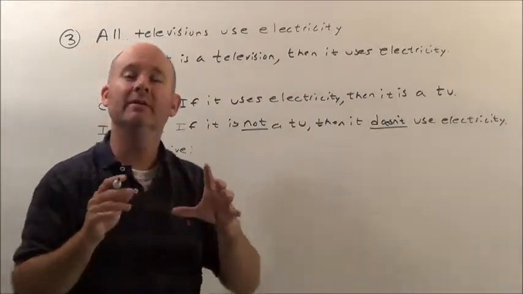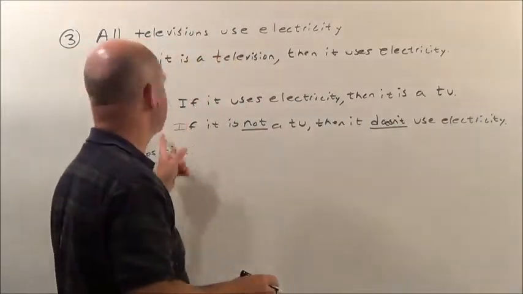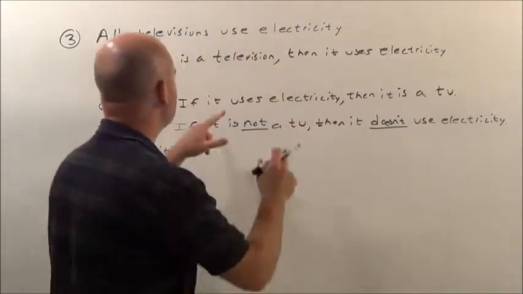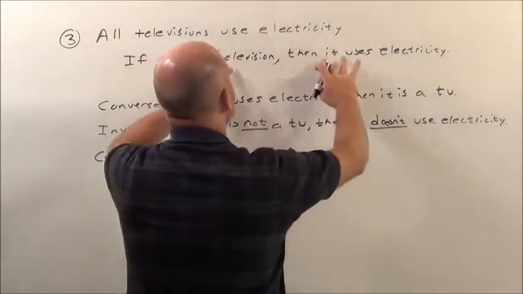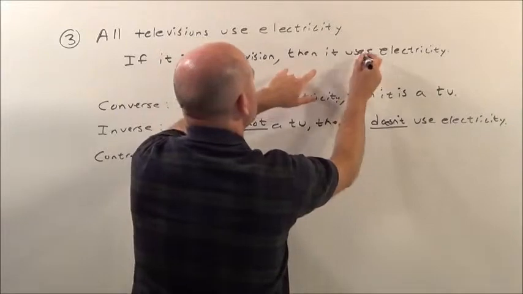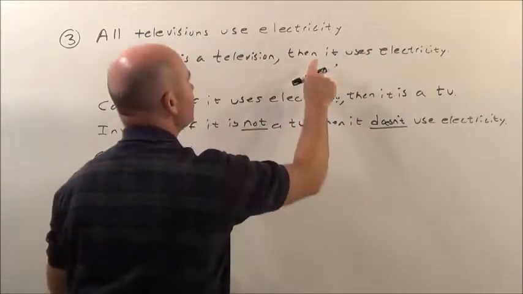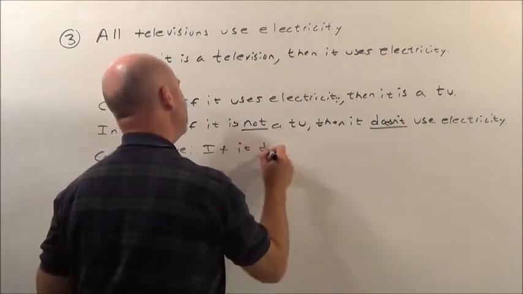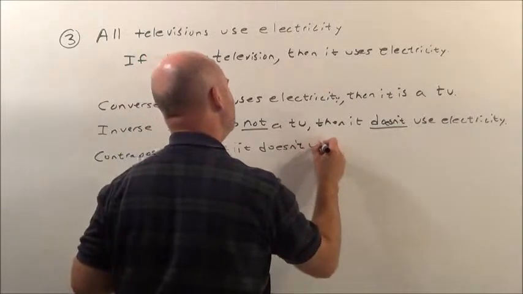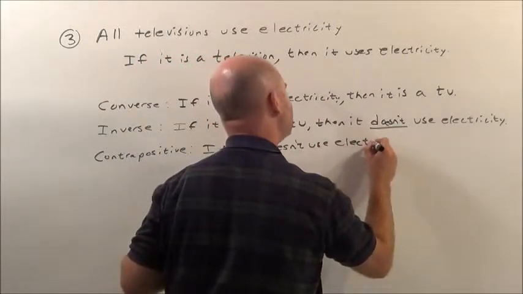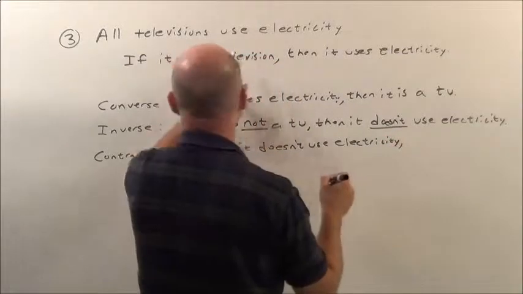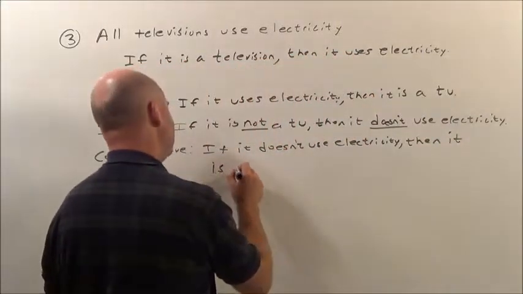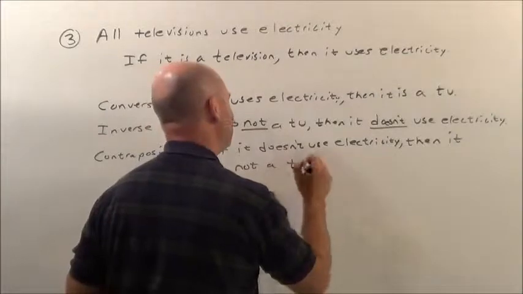Finally, the contrapositive. The contrapositive is a combination of the converse and inverse. We're going to switch the if and then piece, and we're going to negate it. So it's a combination. It's everything done. We're going to switch the original statements, and we're going to negate it. So this is going to go here, that's going to go there. So it's going to be if it does not use electricity, comma, then it is not a television. Then it is not a TV.